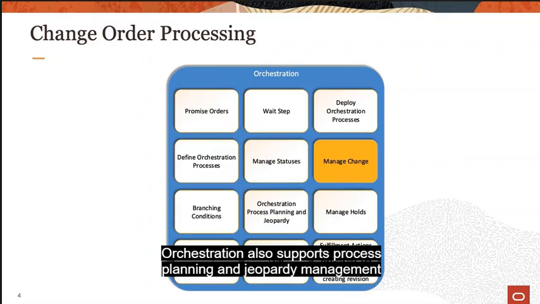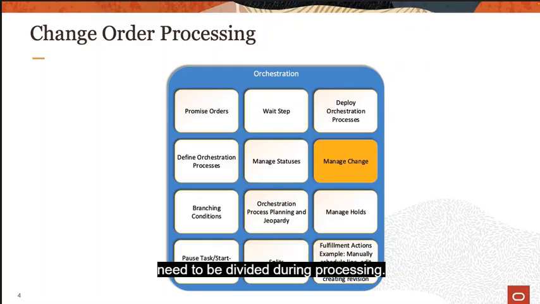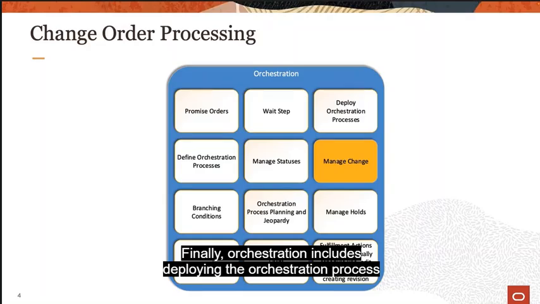Orchestration also supports process planning and jeopardy management so that you can track and respond to risk and execution. It handles fulfillment line splits when lines need to be divided during processing. Finally, orchestration includes deploying the orchestration process and managing holds.